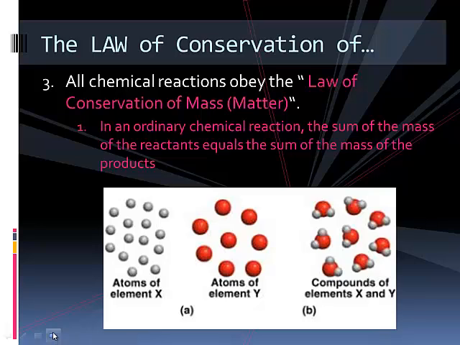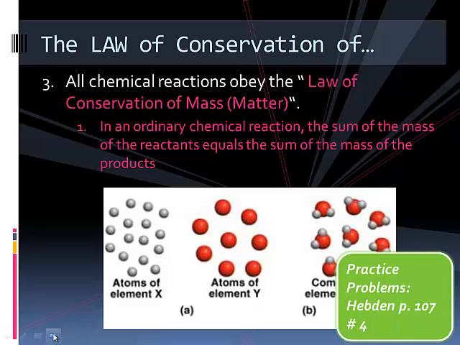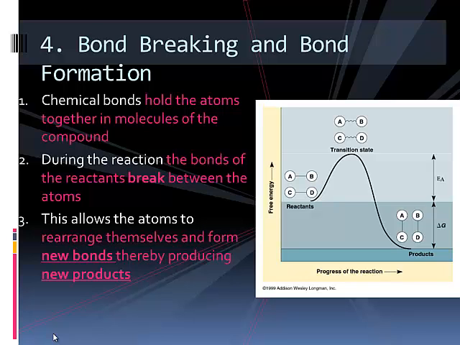Now that sounds very similar to what we talked about with the law of conservation of energy. In a physical or chemical process, energy is also neither created nor destroyed, it just gets transformed from one type to another. Now, why is that law of conservation of mass important? Well, we're going to go back and you'll do some practice problems later in Hebden. What you're going to see is that this is the basis of writing and a very important part of our chemical reactions.